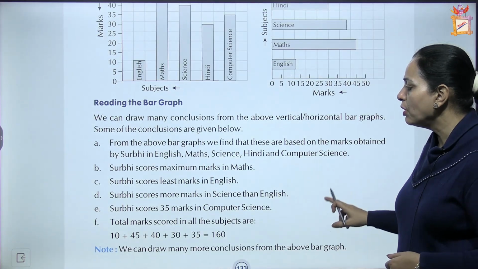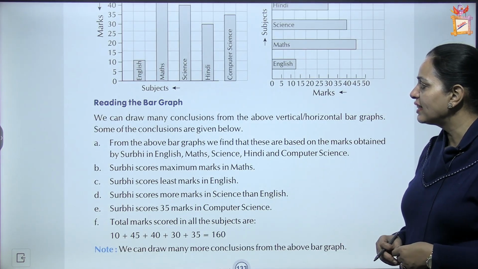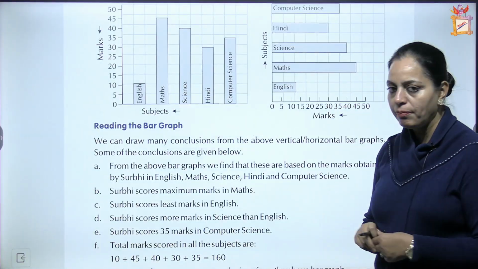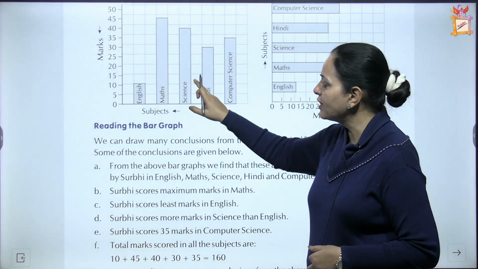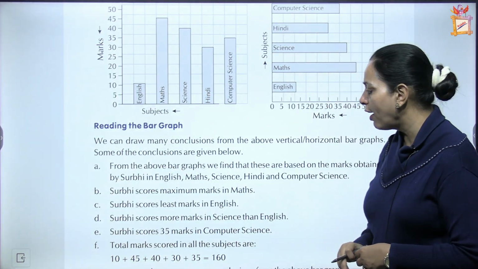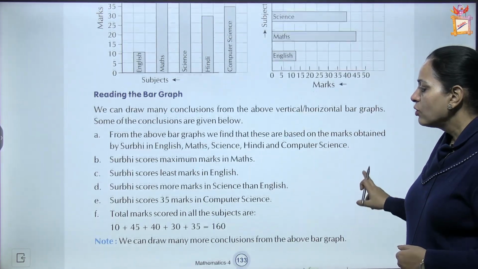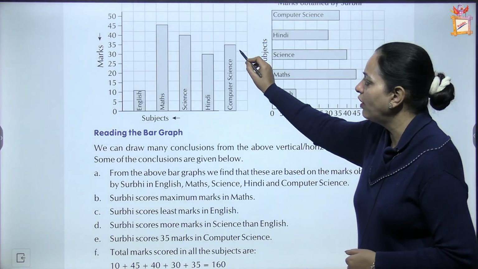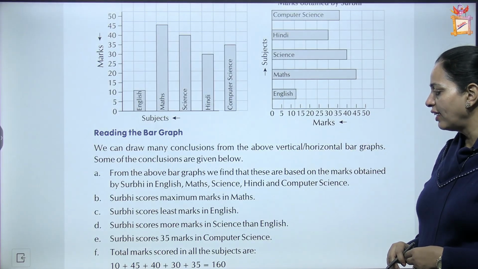Now the next, Surbhi scores more marks in science than English. और science में English से ज़्यादा marks है, because science का bar जो है it is bigger than this bar, right? And Surbhi scores 35 marks in computer science, 35 in computer science.